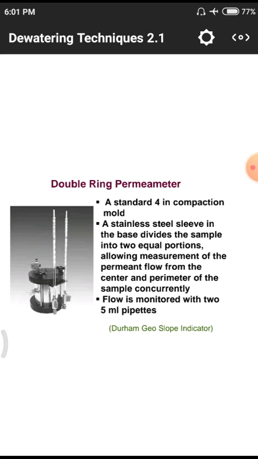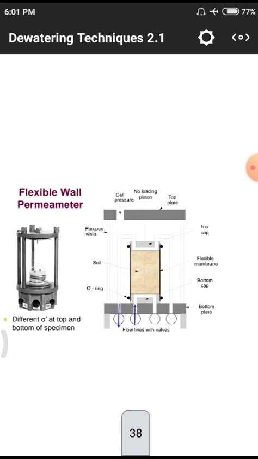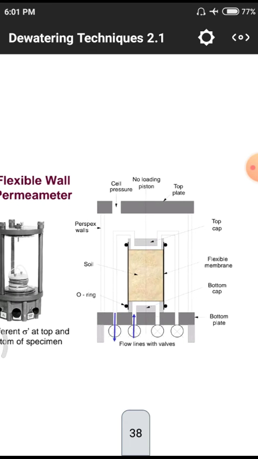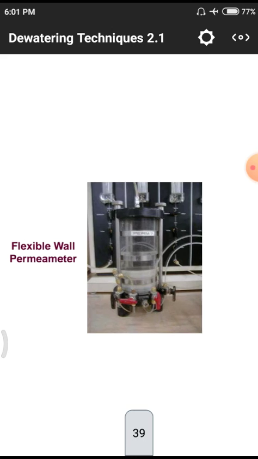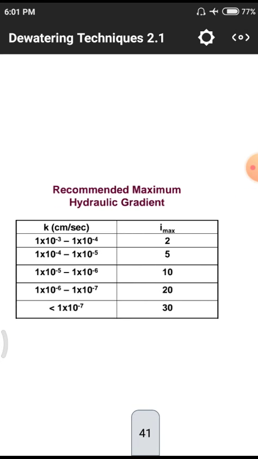Next one, double ring operators. Flexible wall parameters. In this flexible wall parameter also we are having this equipment pattern and others. This is the actual meter, how they have to test these flexible wall parameters. This is the K value, that means flow constant K in centimeter per second. For each second, how much water will be flowing through the particular soil itself. What is the maximum value?